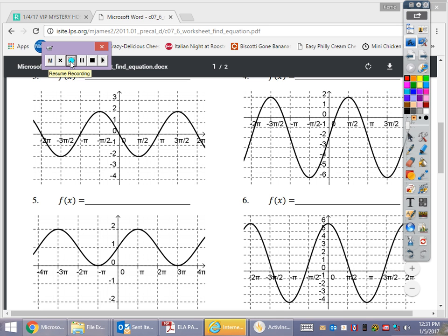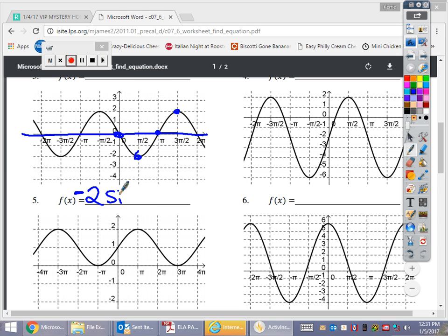All right, so let's look. Where's my 0 for graph number 5? At 0. Excellent. What's my height? 2. Okay? It goes 0, min, 0, max. Oh, it's the inverse of who? Sine, because it's the flip of 0, max, min. So it just flipped, it reflected. So negative 2 sine x, problem done.